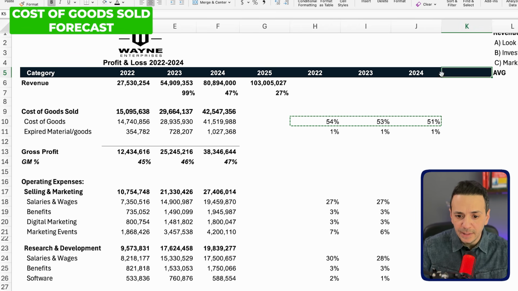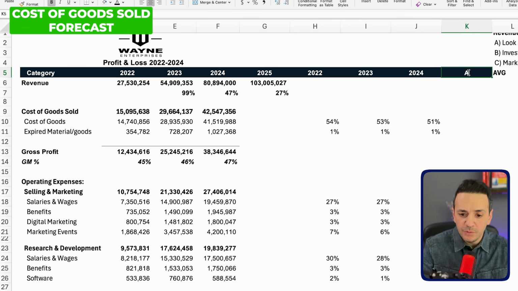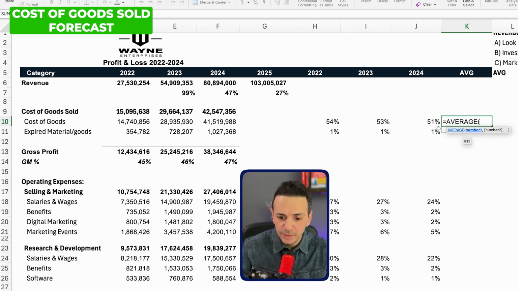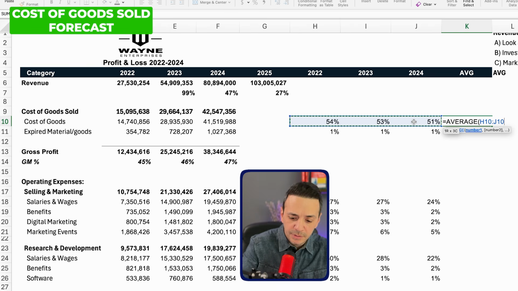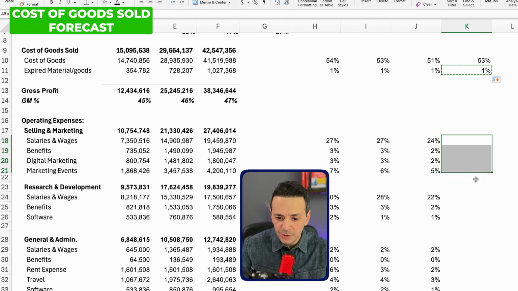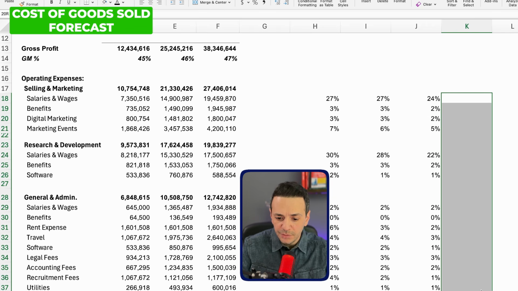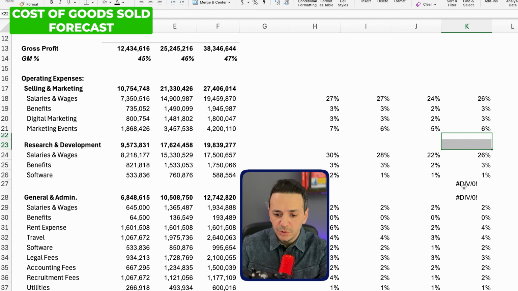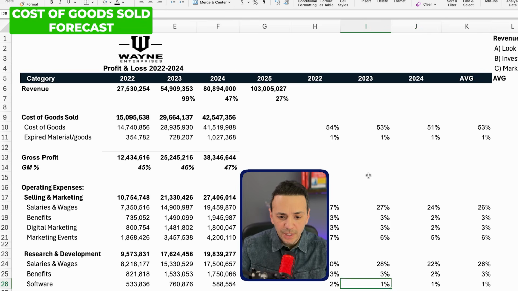We can go ahead and calculate an average for these percentages. So we can say average, equal average these three figures, and format that, and it's 53%. Let's drag that down. And this is just the average of these figures. We have empty rows here that we don't need, so we'll just remove that. Okay, great. So now we have these figures.